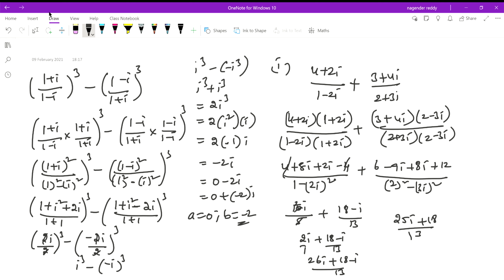Otherwise, it should be in the form of a plus ib, that is 18 by 13 plus 25 by 13 into i, where a equals 18 by 13 and b is 25 by 13. So we have to discuss this. Now you can write the real part: this is the real part, and the imaginary part means this one. Don't confuse here, because if you take x plus iy as a complex number, x is the real part and y is the imaginary part. Sometimes they ask in the form a plus ib, or sometimes find the value of x and y, or sometimes find the real part and imaginary part when we compare this question.